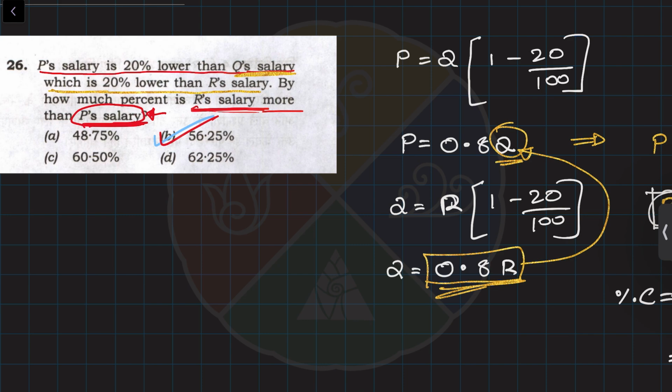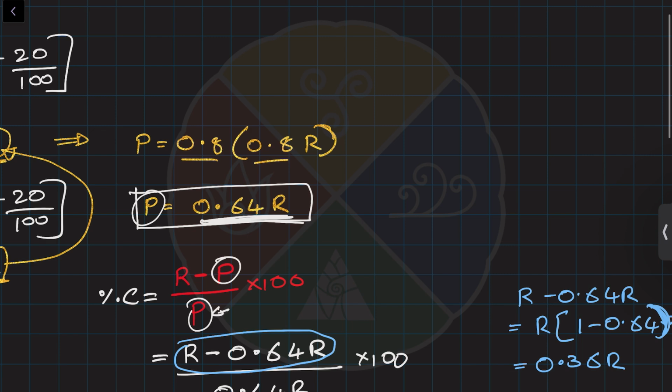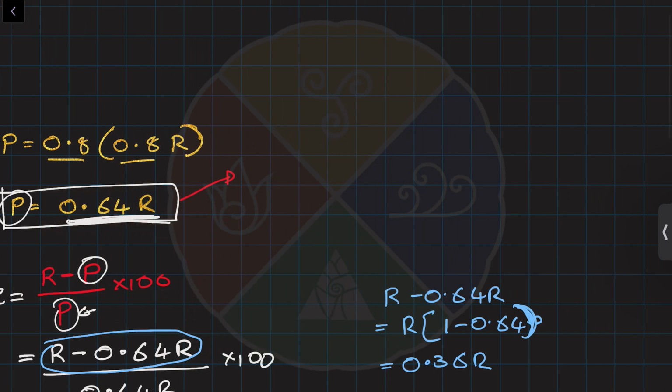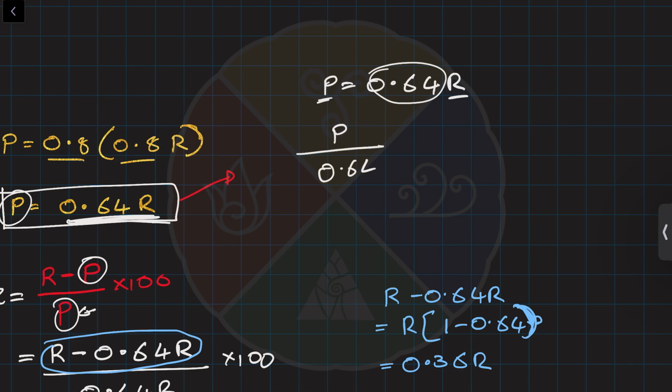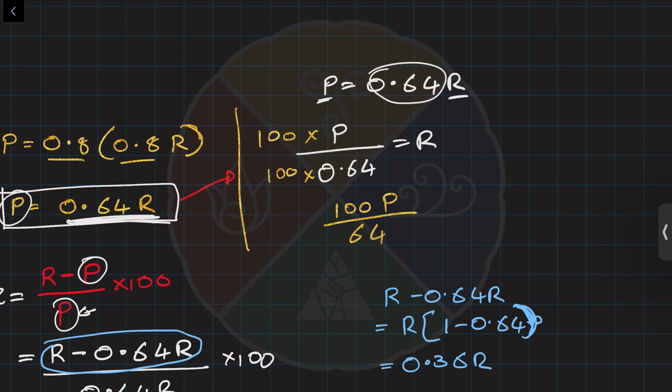Now the same thing I can do in another way, that is directly from this value, from here. So that value basically says that P's value is equal to 0.64 R. Here P's value is given with respect to R. I want to calculate the reverse. I want to find R's value with respect to P. So what I'll do is take this value to the other side. So multiplication will become division. So it is going to be P divided by 0.64 is equal to R. Multiplying numerator and denominator with 100 to remove the points, you will get 100P by 64 is equal to R.